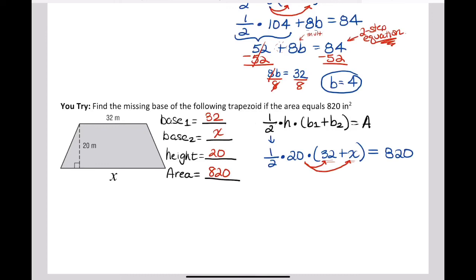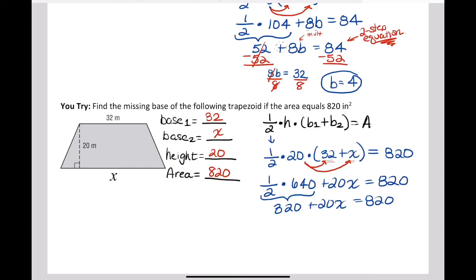So I'm going to leave 1/2 alone. And then 20 times 32 is 640. And then 20 times x is 20x. And then drop down the equals 820. Now 1/2 times 640 is 320. And I think some people get confused when it's written like this, so I'm going to write the x term first. So 20x plus 320 equals 820. Now it's a basic two-step equation.